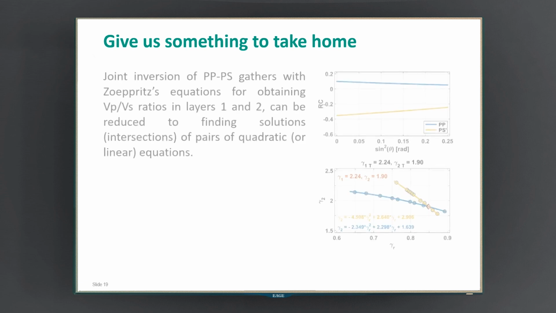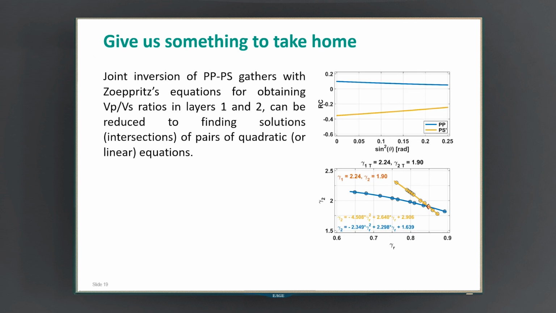Takeaway number one. Joint inversion of P2P, P2S gathers with Zoeppritz equations for obtaining VP-VS ratios in layers 1 and 2 can be reduced to finding solutions or intersections of pairs of quadratic or linear equations. Takeaway number two.